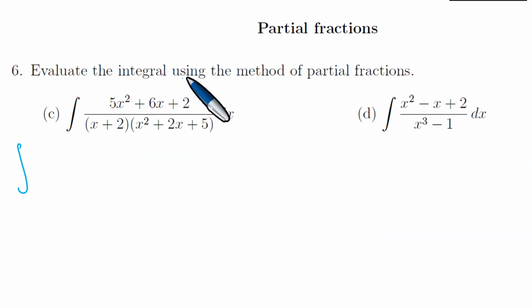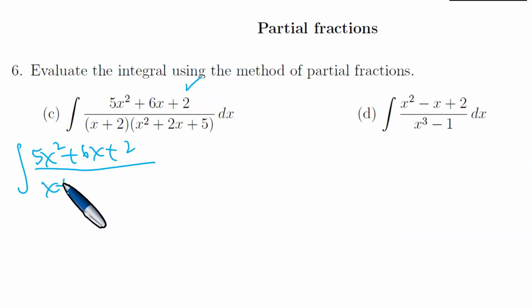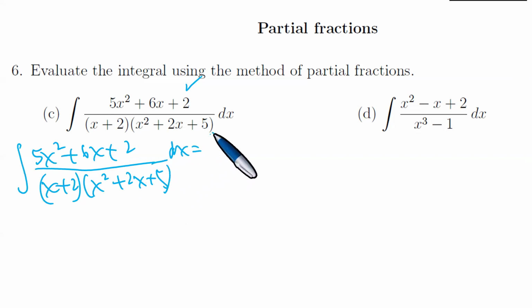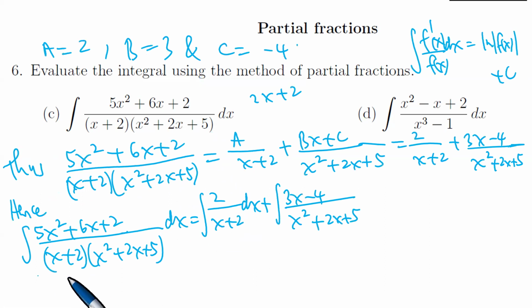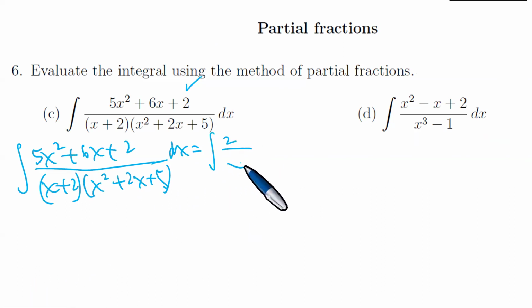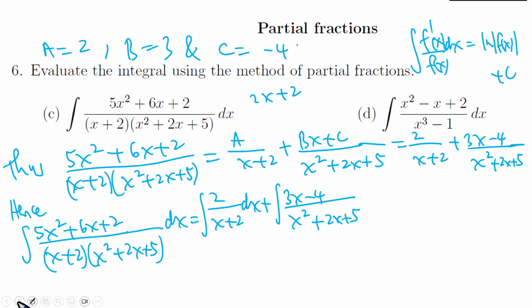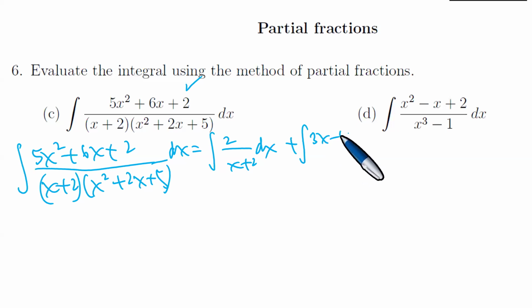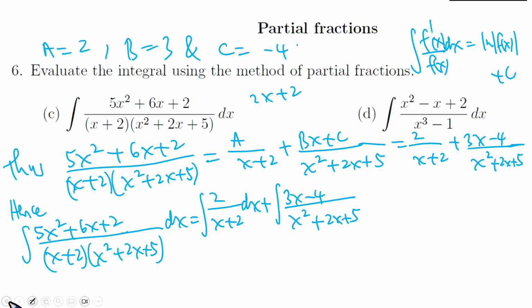So you then say, if you have exactly this one, the integral of (5x squared plus 6x plus 2) divided by (x plus 2) together with (x squared plus 2x plus 5) dx becomes the integral of 2 over x plus 2 dx, plus the integral of (3x minus 4) divided by x squared plus 2x plus 5. Okay, yeah, there's a dx here.